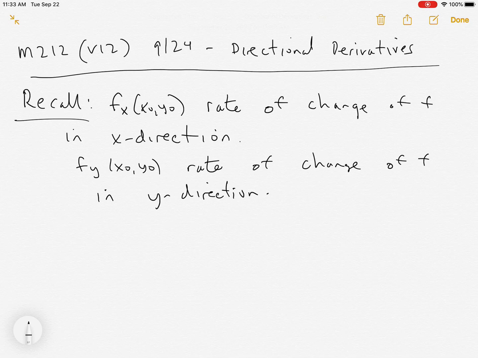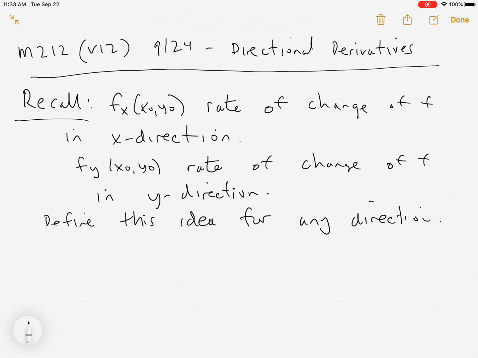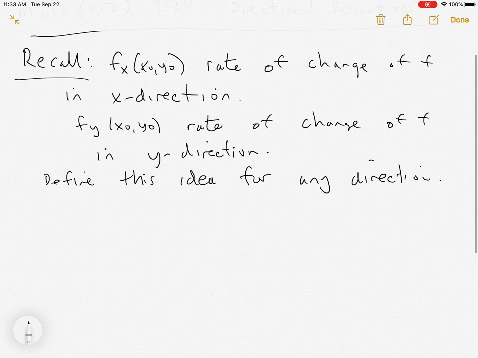So it makes complete sense to talk about finding the rate of change of f in any direction. So we're going to define this idea for any direction. Basically what we're finding is the slope of a tangent line at a point that's not parallel to the y or the x-axis. It could be in any direction.